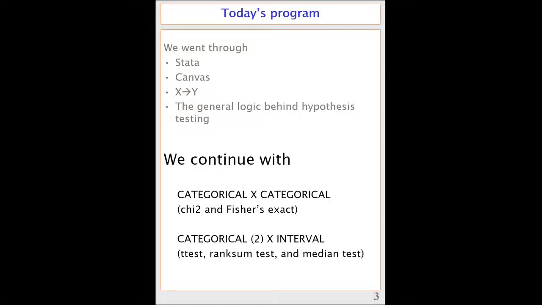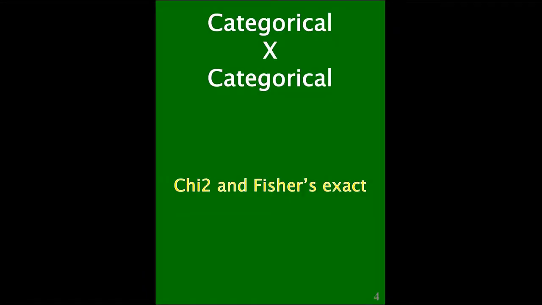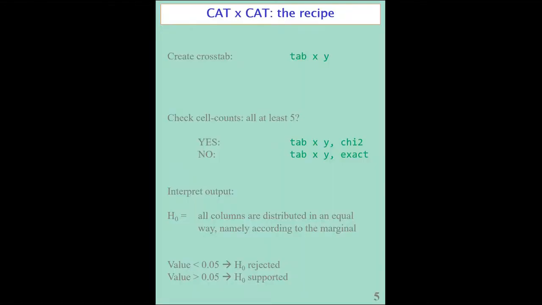categorical by categorical. See how that goes. For that, we, in the end, need to be able to do two kinds of tests. One is called a Chi² test, and the other is called a Fisher's exact test. And basically, these are the only two that we need. In fact, in Stata, it's really easy. So in the end, what you should be able to do is only this.